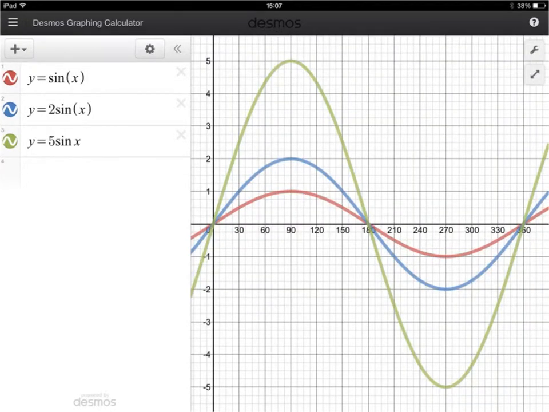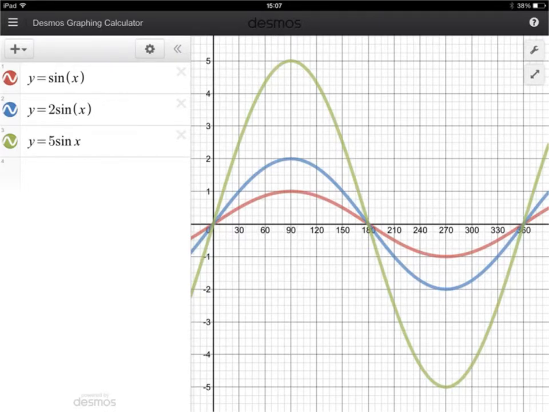In this example, we want to look at what happens when there's a number multiplying the function outside it. So again, got the original red sine x one. This time the blue one is 2 sine x and the green one is 5 sine x. So what's the difference then? Well, the red one only still goes up to 1 and down to minus 1. That's the maximum and minimum. Whereas the blue one, the maximum is 2 and the minimum is minus 2, and it was 2 sine x.